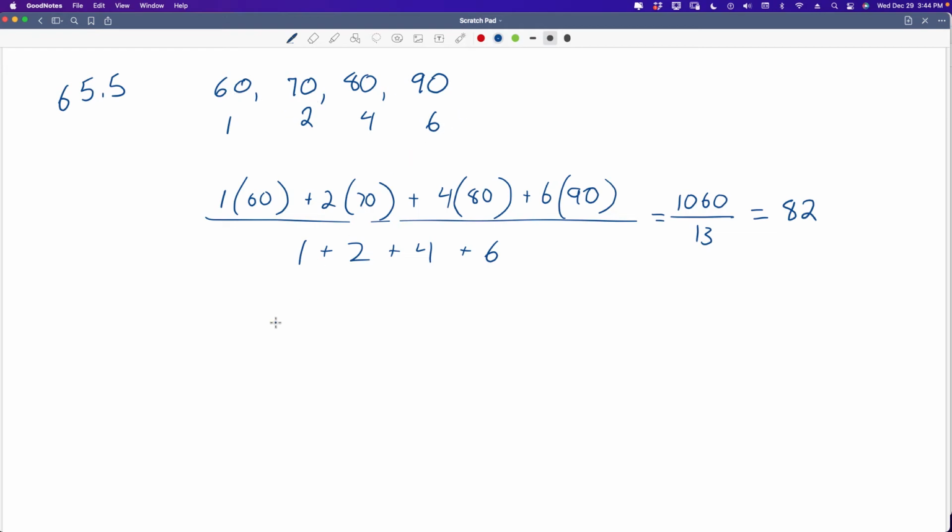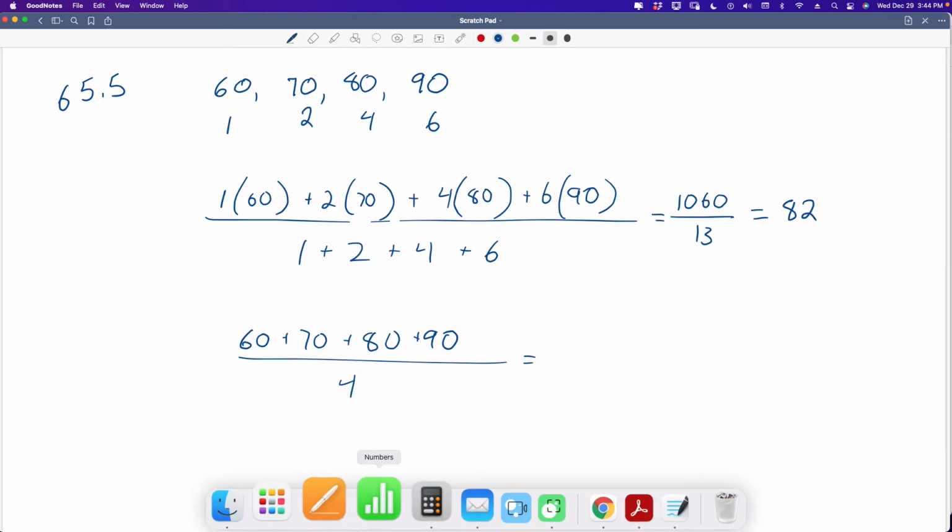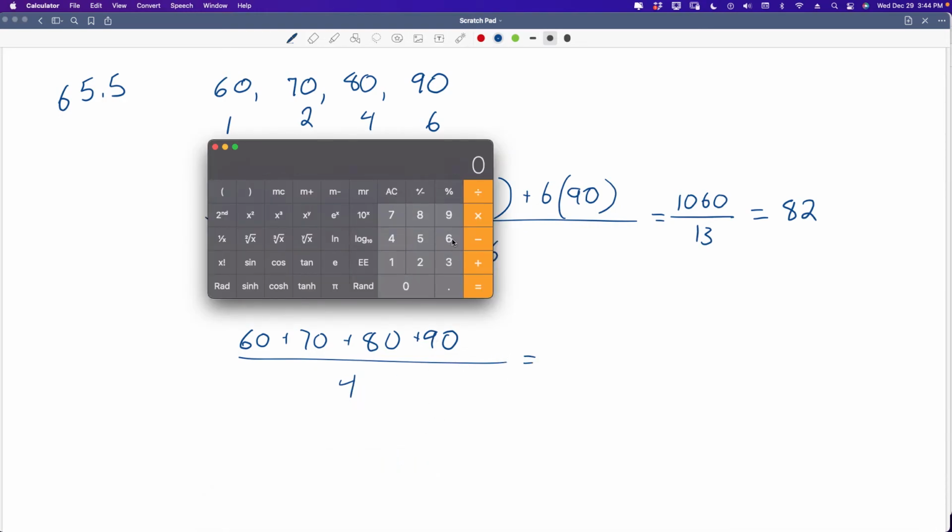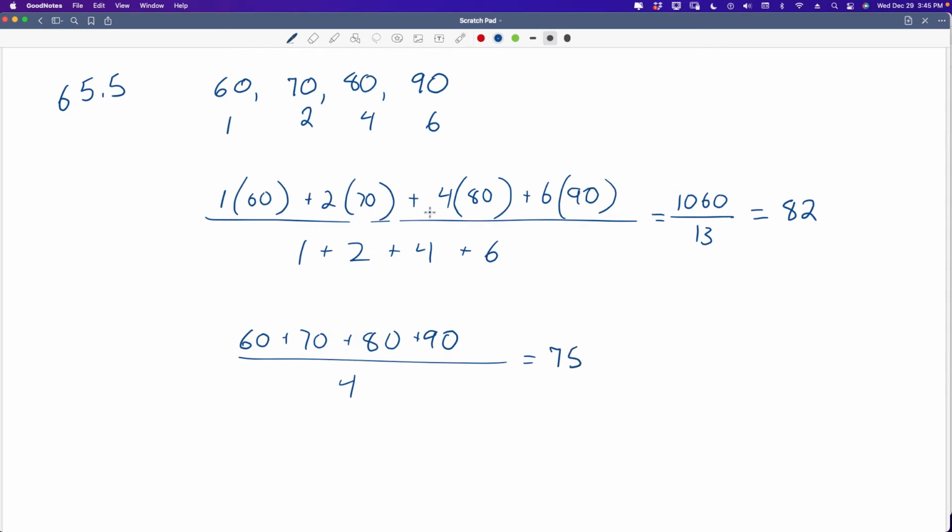Now, if we had just averaged these all out together, if we had said 60 plus 70 plus 80 plus 90, and that would be 1, 2, 3, 4, let's see what we would have gotten. So that would be 60 plus 70 plus 80 plus 90 divided by 4. That would have been 75. Weighting the score is in the student's favor.